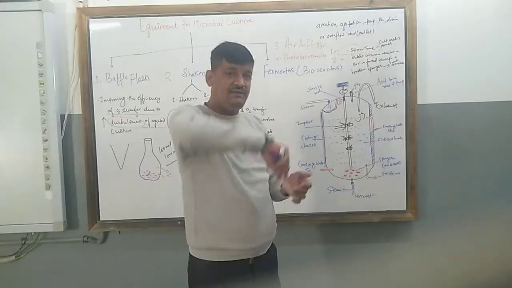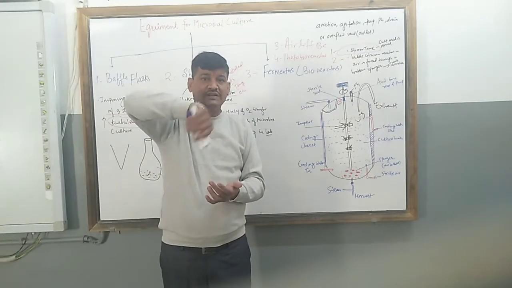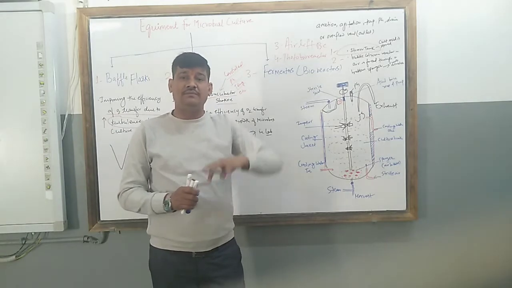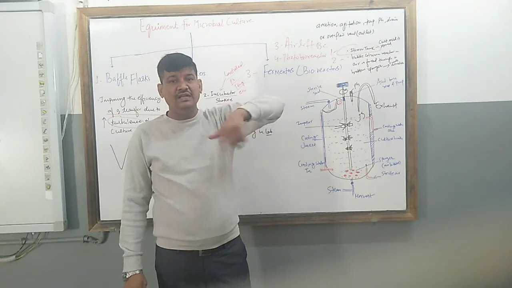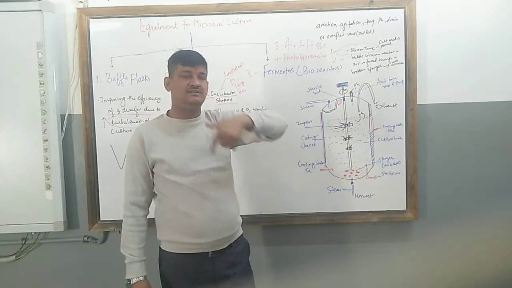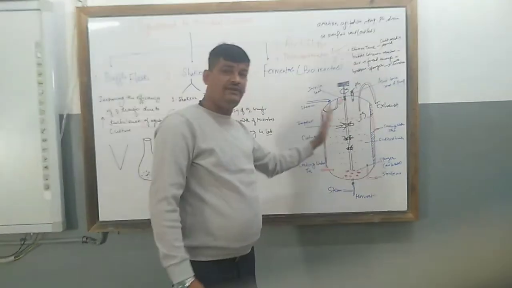So stirrer tank, what happened here? The culture media is stirred. It is rotated or stirred with the help of the propellers or impellers. It continuously rotates or agitates inside the culture tube in this bioreactor.